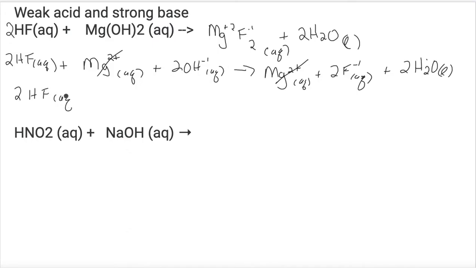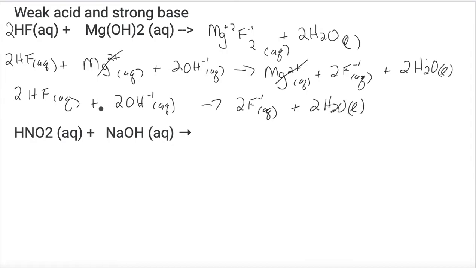2HF AQ plus 2OH -1 AQ gives 2F -1 AQ plus 2H2O liquid. All right, now you notice that we have 2, 2, 2, 2, so everything should balance there. Okay, so basically you can just get rid of the 2's in front of everything. I'm not going to rewrite all this, but that's what you would do, is just reduce everything to 1, 1, 1, 1.